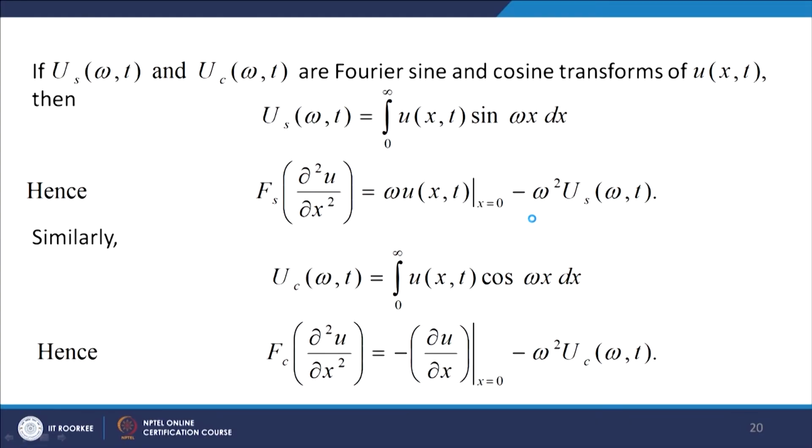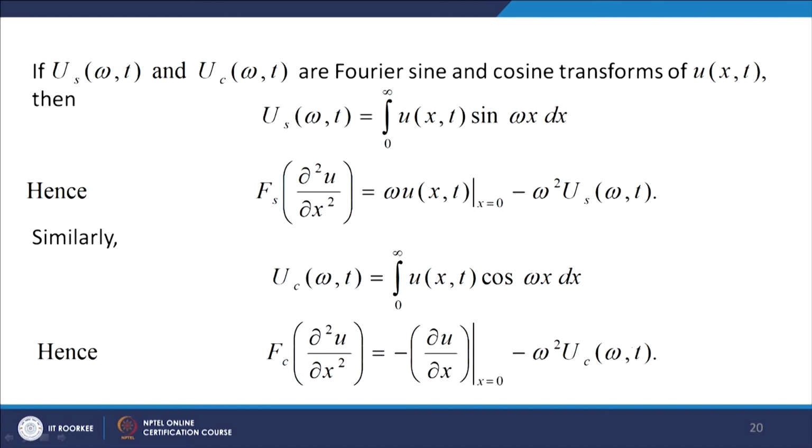Similarly, u_s(omega, t) represents the Fourier sine transform of f(x), u_c(omega, t) represents the Fourier cosine transform of the function f(x). And let us denote, so then u_s(omega, t) is the integral from 0 to infinity of u(x,t) sine omega x dx, where we are taking this coefficient instead of root 2 over pi as 1. Then the Fourier sine transform of u_xx becomes omega u(x,t) at x equal to 0 minus omega square u_s(omega, t). And similarly, for the Fourier cosine transform, if you find the Fourier cosine transform of u_xx, it becomes minus u_x at x equal to 0 minus omega square u_c(omega, t).